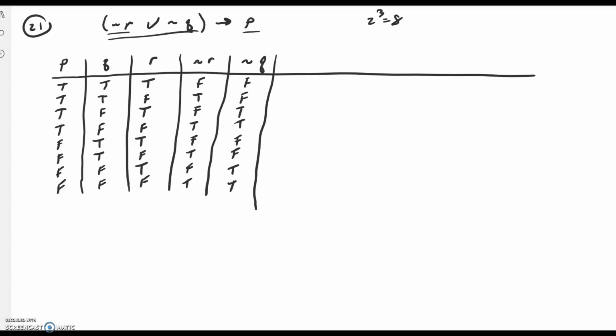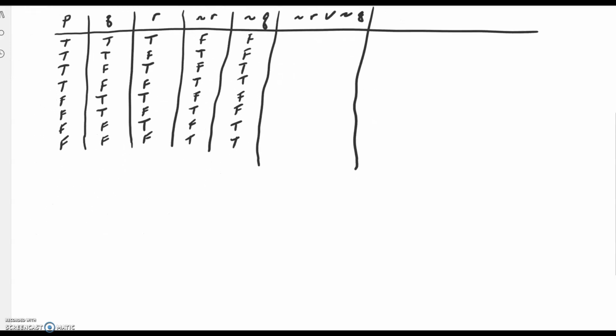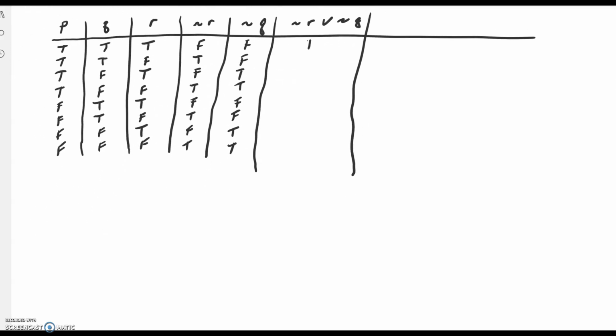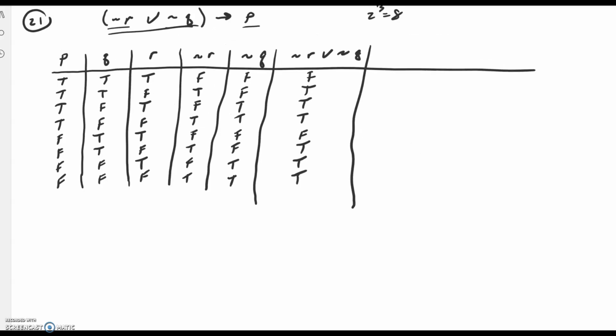And then we need this OR statement. And so we're combining these last 2 with OR, and OR is almost always true. The only way it can be false is if there's a couple of falses. So here it's false, and here it's false, but all these others are true, because they all contain a little bit of truth. And now we need the final statement.